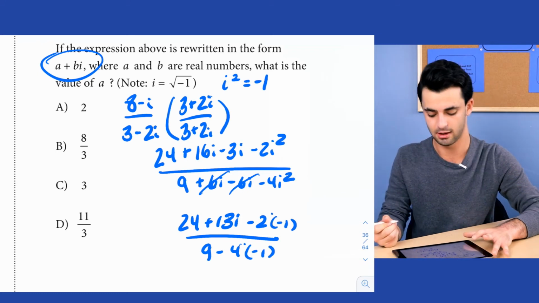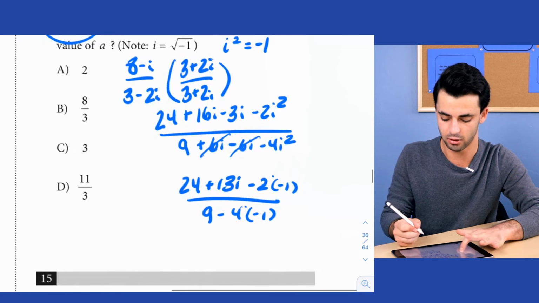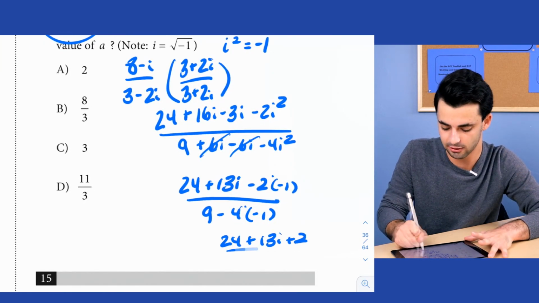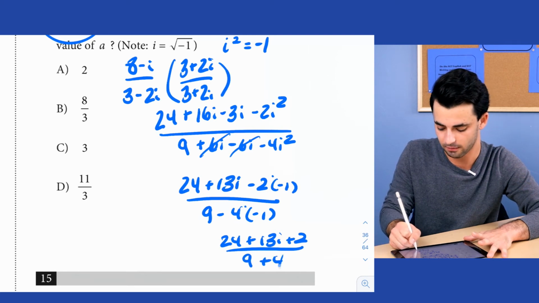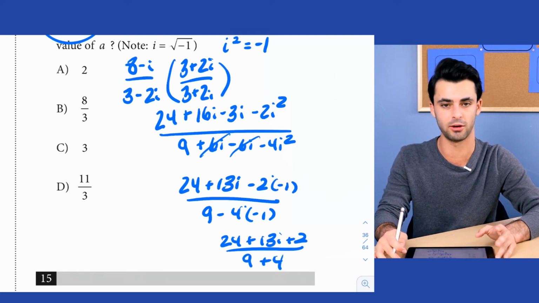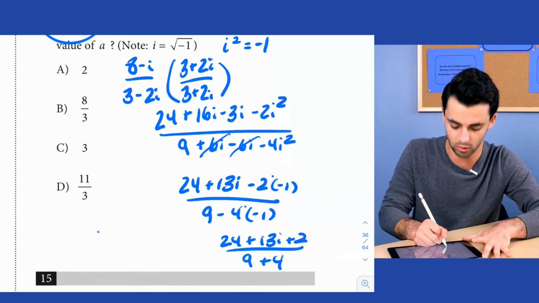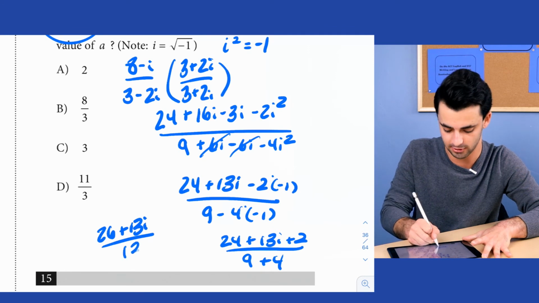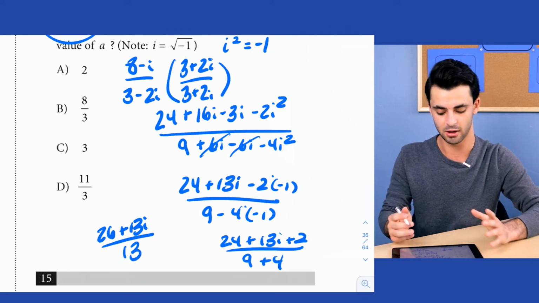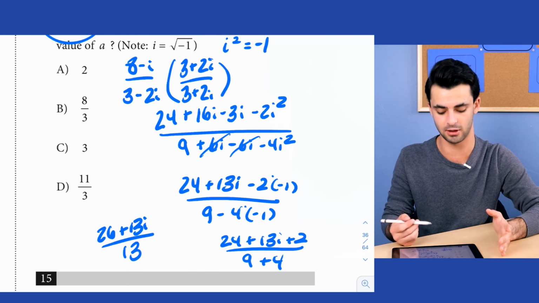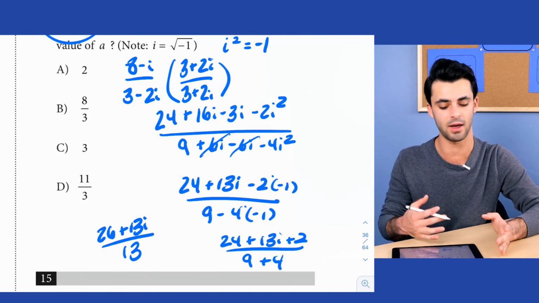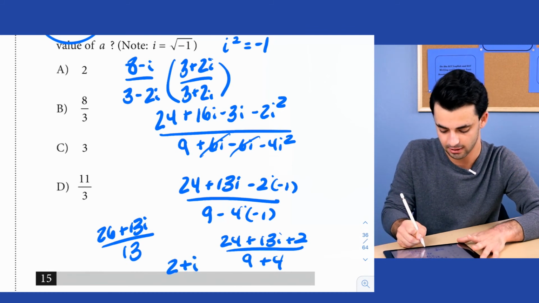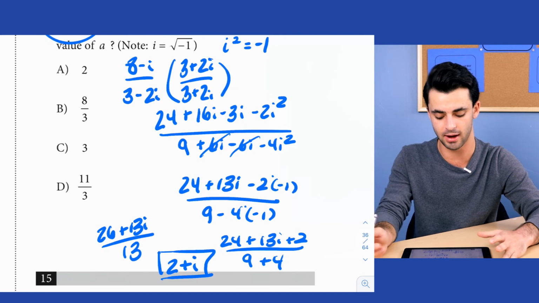Let's go ahead and do that. And that leaves me with 24 plus 13i plus 2. And in the denominator, 9 plus 4. And now I see I have 24 and 2 in the numerator. That combines to get 26 plus 13i in the numerator. And the denominator, 9 plus 4, is just 13. So my expression ends up becoming pretty simple, 26 plus 13i over 13. But we can simplify that once more. And simplifying it gives me 2 plus i. And that is my final simplified expression.